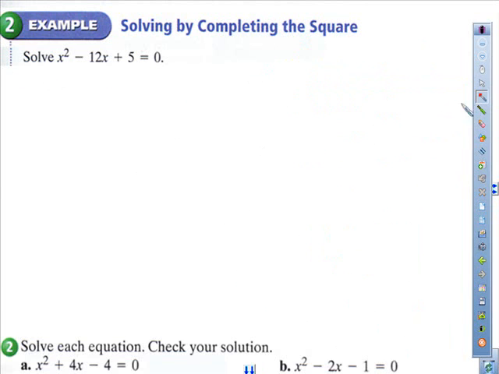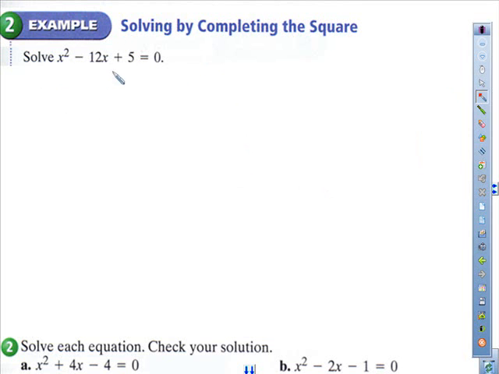Now let's talk about when we would actually want to complete the square. When you get a problem that can't be factored, and you're trying to solve it, that's when you want to complete the square. So let's take a look at this problem right here.